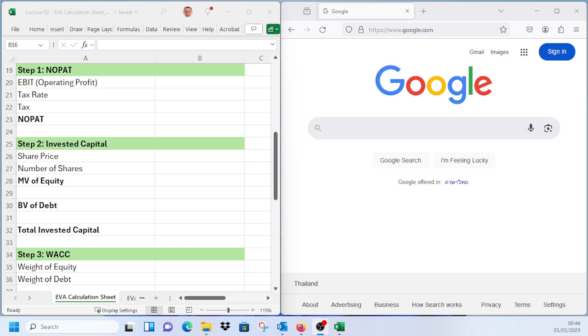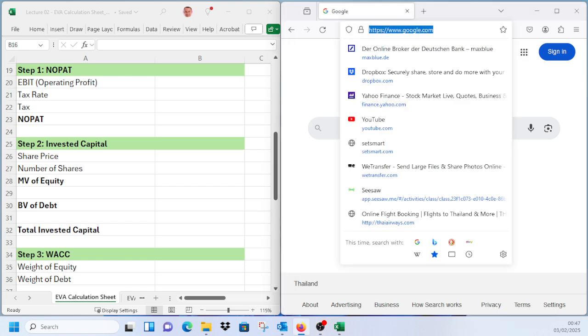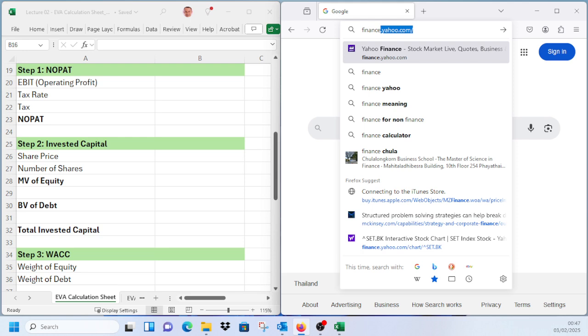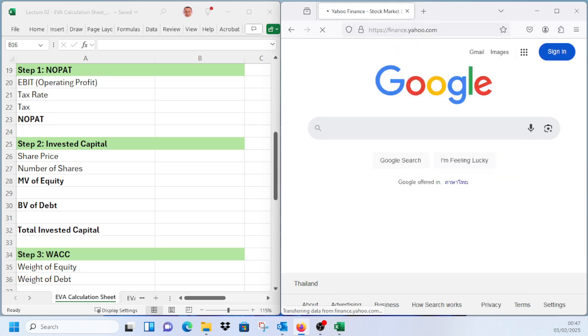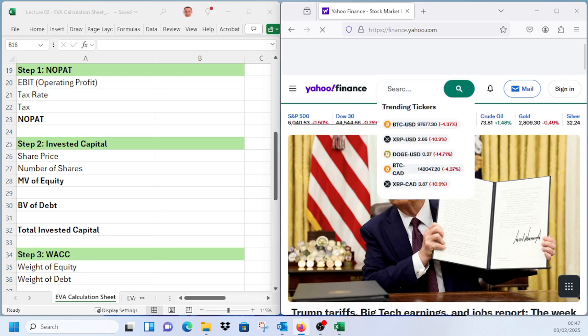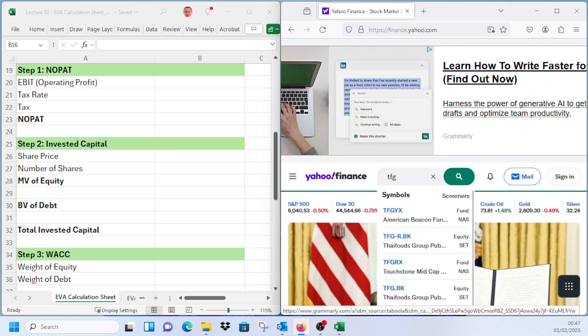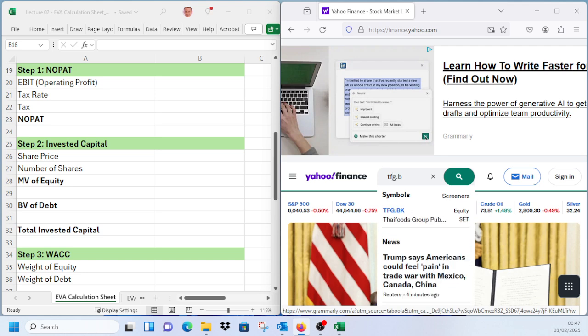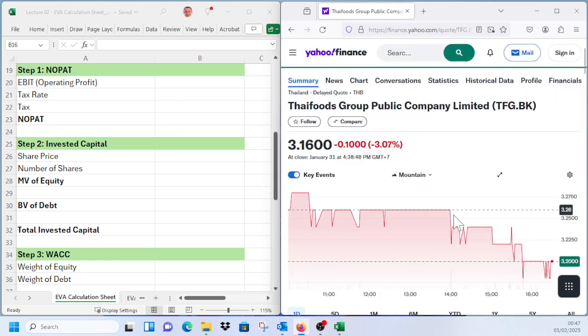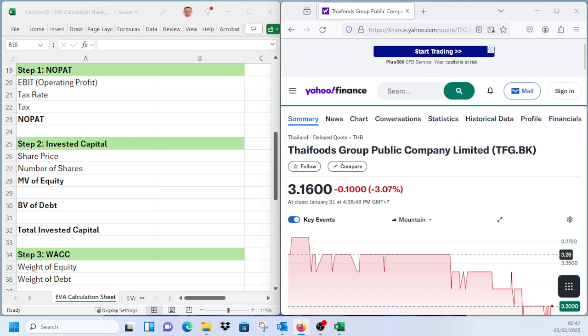A good website to start and to obtain those numbers is the finance section of yahoo.com. If we type here in the browser finance.yahoo.com, here it is already. It allows us to search for companies. We can look here for the full name, Thai Foods Group, or if we know the stock market abbreviation, then we can use that as well. In this case, it is TFG for Thai Food Group, and then BK for the stock market here in Thailand for Bangkok. And here we have already Thai Foods Group. We can see that the latest share price was at 3.16. That is at close of January 31, 2025.